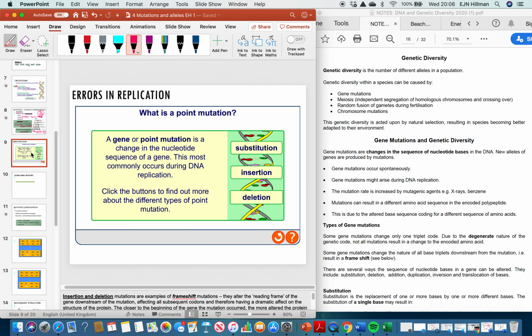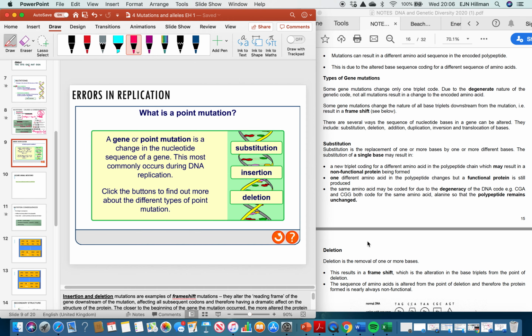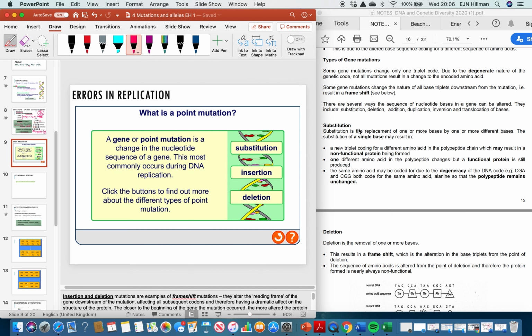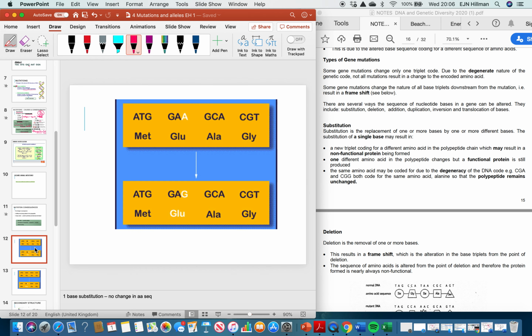There are three different types of mutation that you need to be familiar with. If we have a look at the notes here, the first one is known as a substitution. So substitution is the replacement of one or more bases by different bases. The substitution of a single base may result in a few different things. So let's have a look down here.